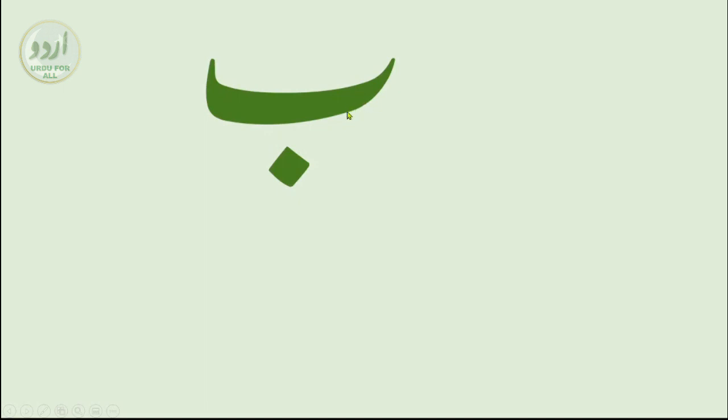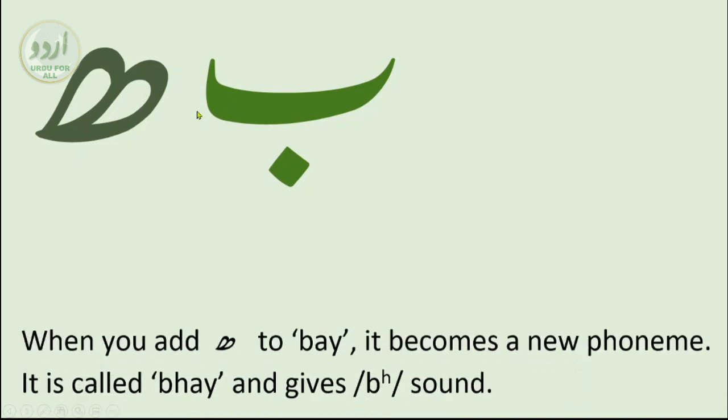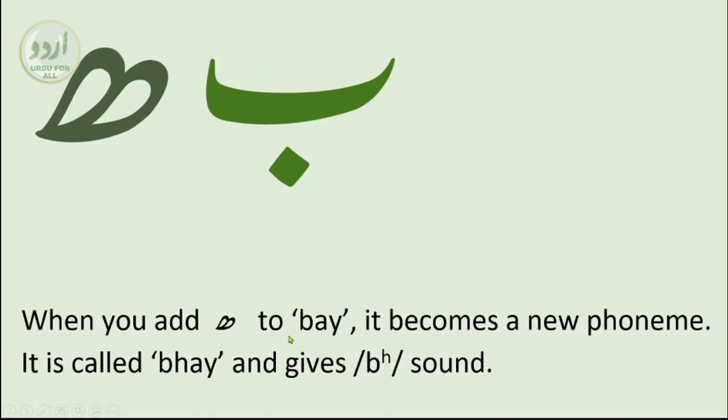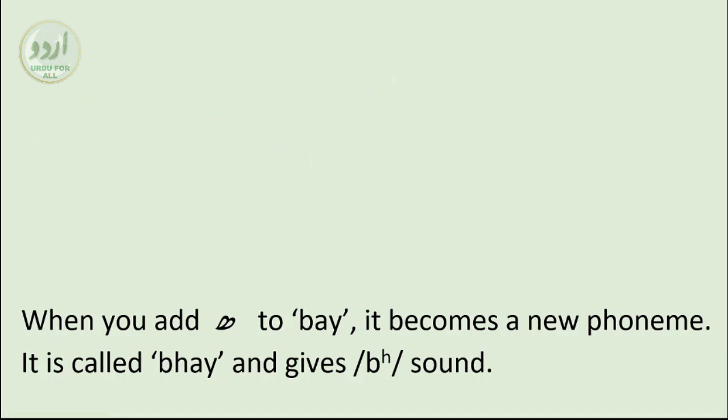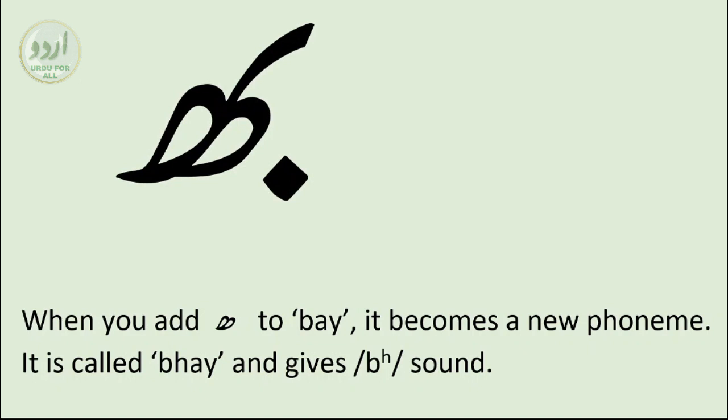Now we did this before. That was the first letter we learned. Letter Be, that makes B sound. We also know that this is do chashmi hai, that adds to other letters to change their sound. So what do you think? When we join these two together, what sound is it gonna make? Right. When you add do chashmi hai to Be, it becomes a new phoneme. It's called Bhe and it makes a Bh sound. So look at that. Be and do chashmi hai join together, make Bh.